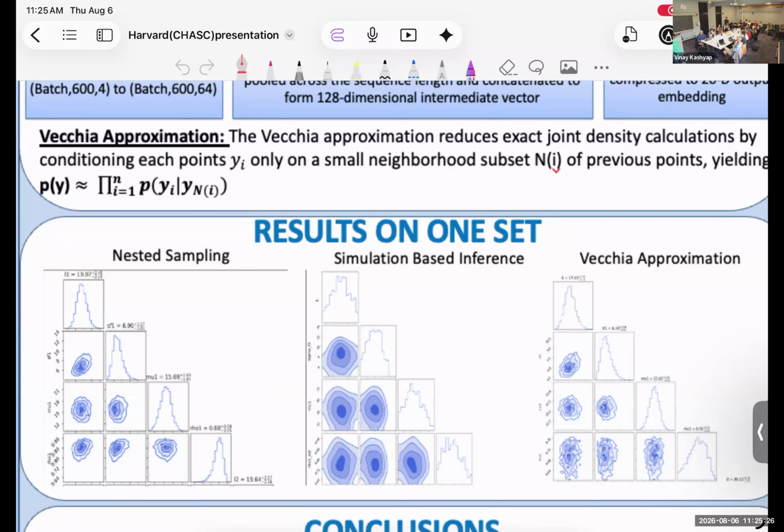But for nested sampling, it took 0.88. The high peak was at 0.88, and my true value was like 0.9. But also for sigma f, using nested sampling and simulation based inference, sigma should be right skewed, and it is right skewed there, but as you can see, it's like.